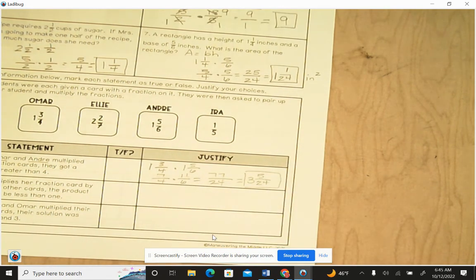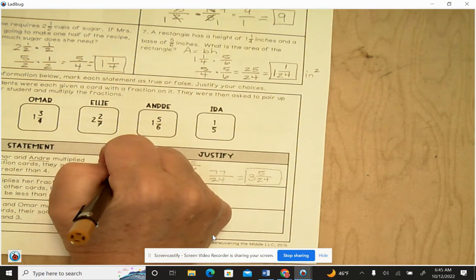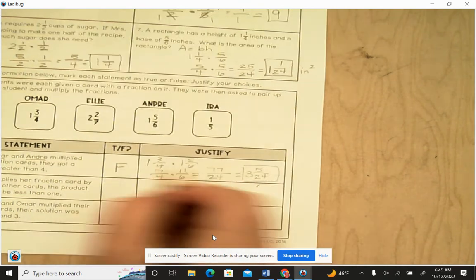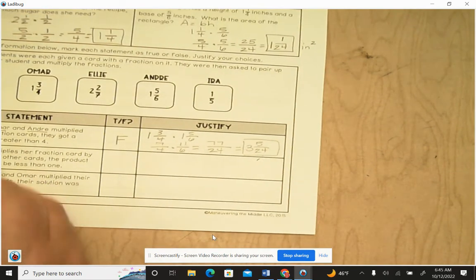And it said that they would get a product greater than 4. So is that true or false? That answer is false, because that's not greater than 4. All right.